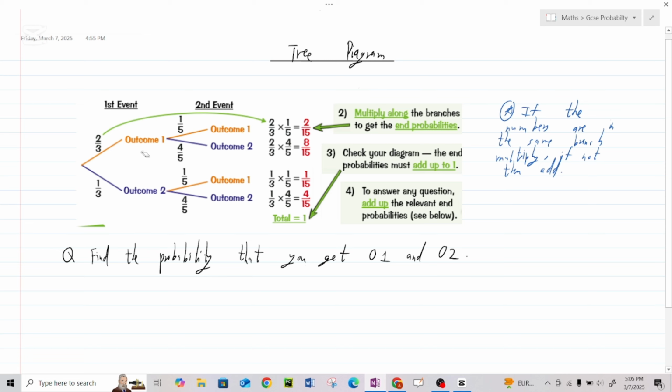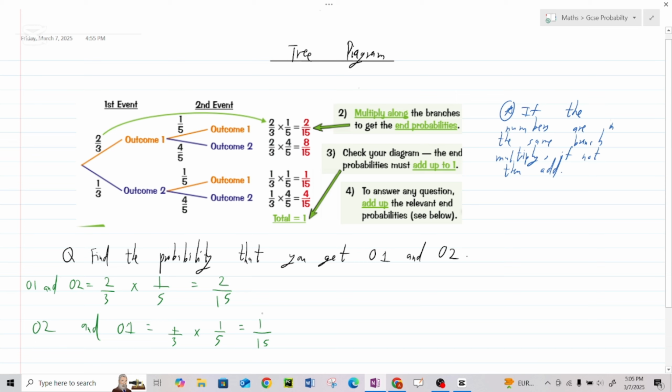Now what do I do? Because outcome 1, outcome 2, and outcome 2, outcome 1 are different branches, what do we do? That's what I'm here to explain to you. So what we're going to do is first find out for this one, that's 2 by 3 times 1 by 5, which gives me 2 by 15. Then let me write it here, outcome 1 and outcome 2. Outcome 2 and outcome 1 is what? 1 by 3 times 1 by 5, 1 by 15.